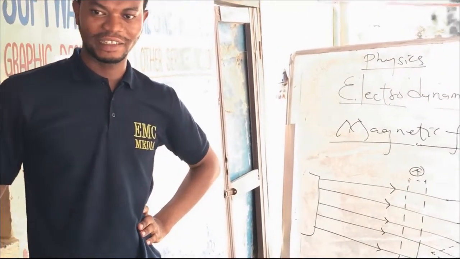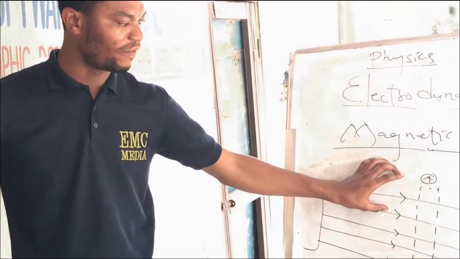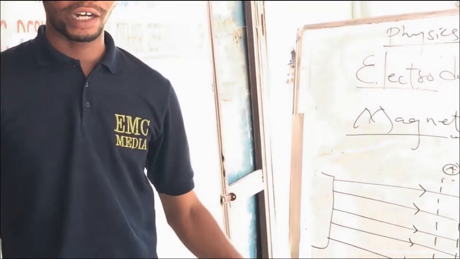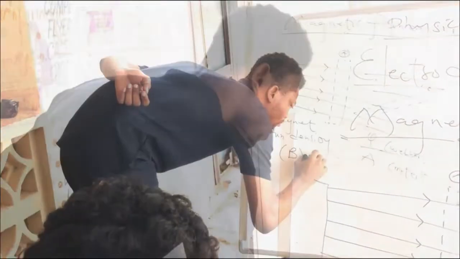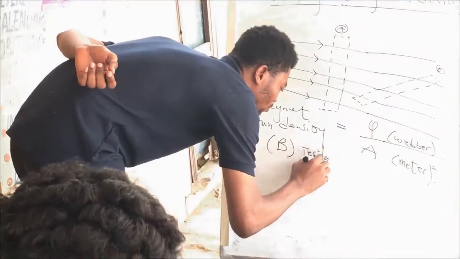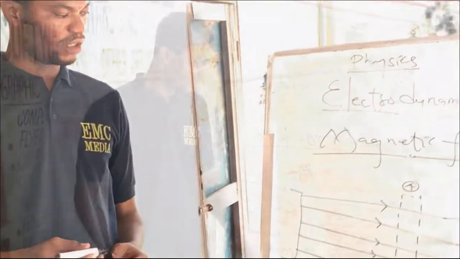So what is magnetic flux density? The flux divided by the cross-sectional area, okay? Let's continue.